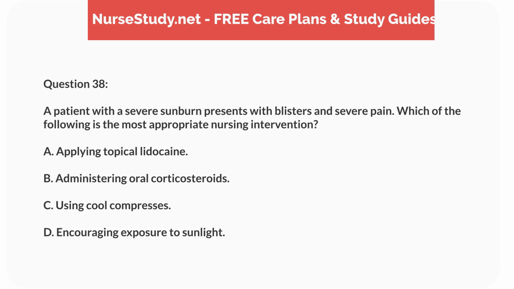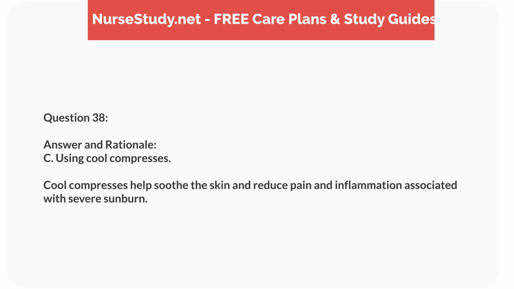Question 38. A patient with a severe sunburn presents with blisters and severe pain. Which of the following is the most appropriate nursing intervention? A. Applying topical lidocaine. B. Administering oral corticosteroids. C. Using cool compresses. D. Encouraging exposure to sunlight. Answer and rationale. C. Using cool compresses. Cool compresses help soothe the skin and reduce pain and inflammation associated with severe sunburn.